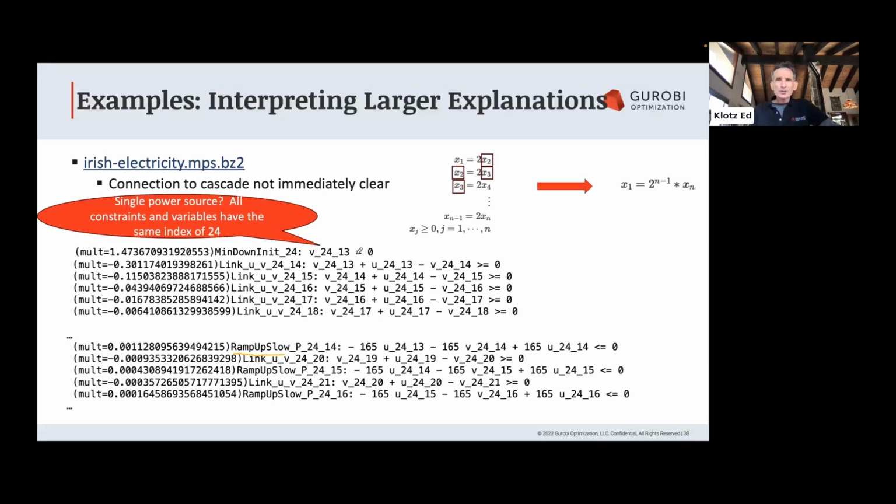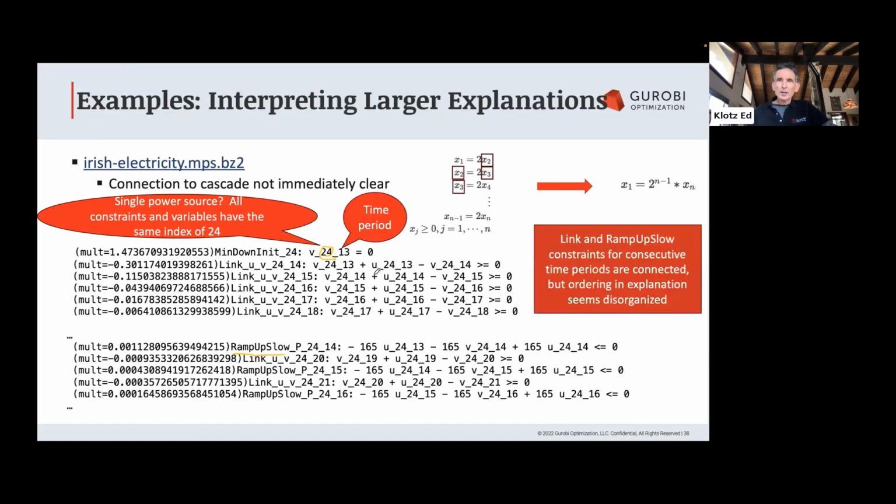So it looks to me like what's going on here, and looking at a paper confirmed this, is that the first index of these variables was for a particular power source, and the second indices were time periods. So there seems to be some connection between these so-called link constraints and these ramp-up constraints, but I had trouble getting it organized just by looking at the explanation.